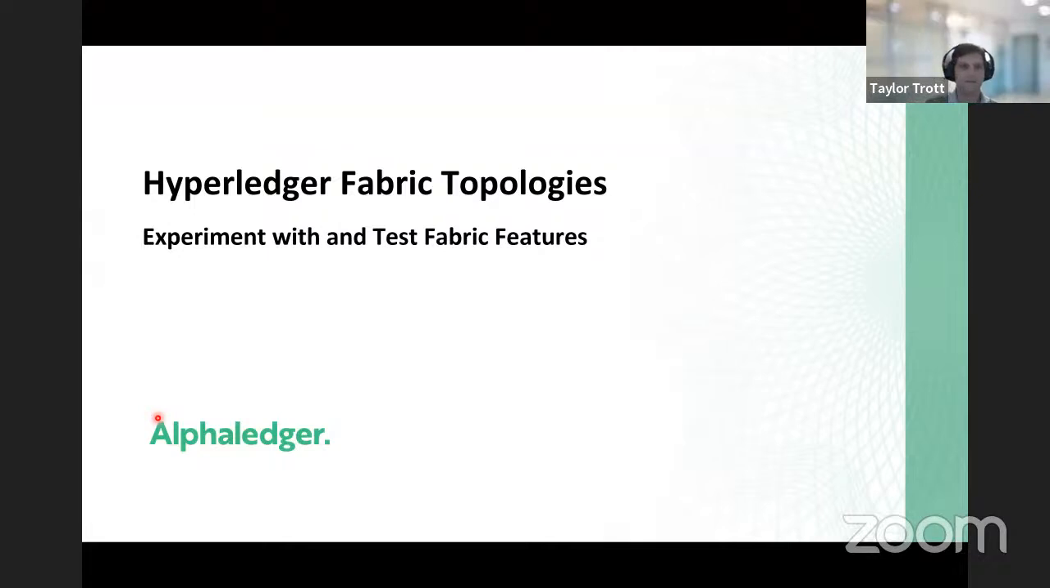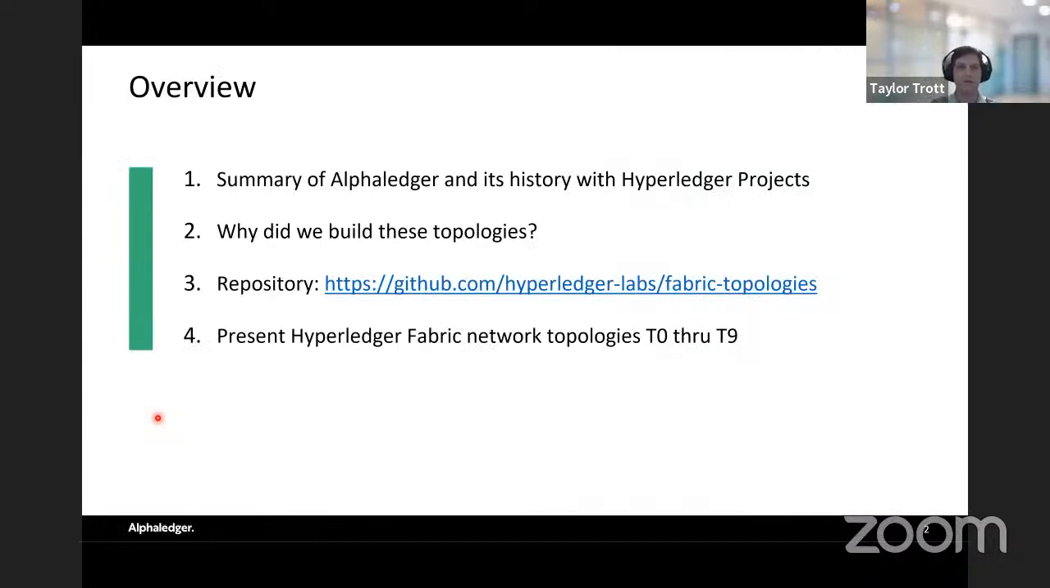All right, well, thanks everyone for joining. This presentation is going to be about Hyperledger Fabric Topologies, experimenting with and testing Fabric features. To give you a little bit of overview, the first part will be a little bit of summary about Alphaledger and its history with Hyperledger projects. Then we'll go into why we built these topologies. After that, we'll look at the repository and how it's structured. Then we'll go through each of the topologies and give some details about each one.